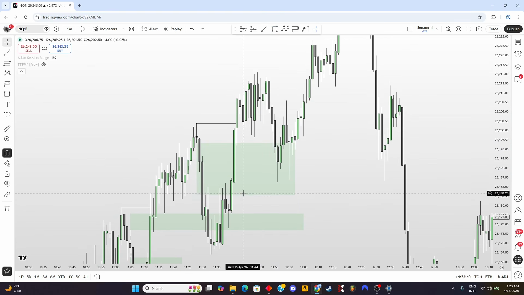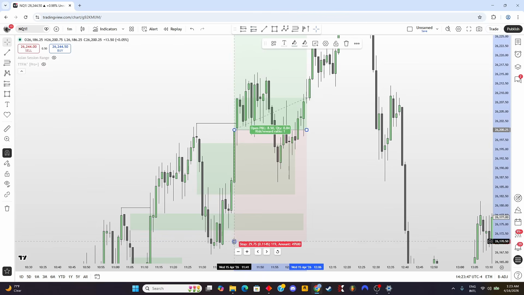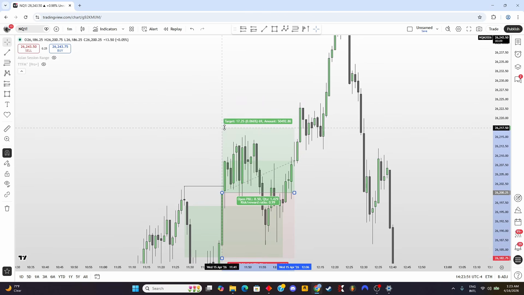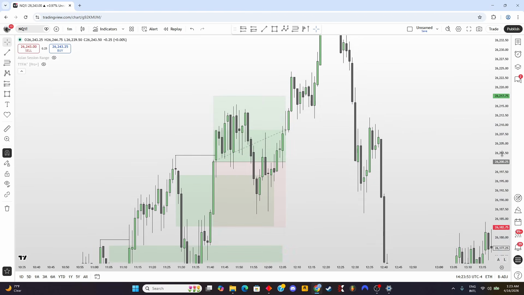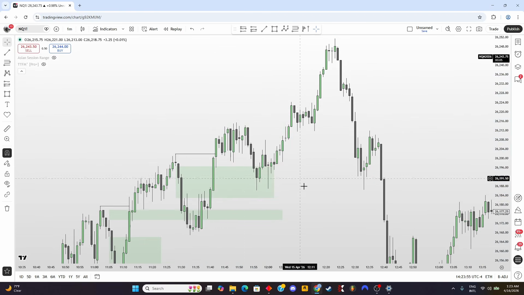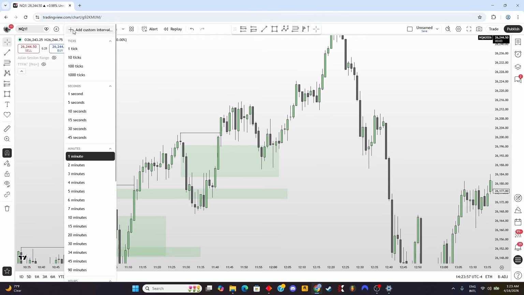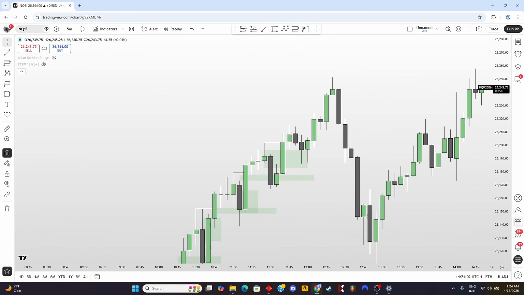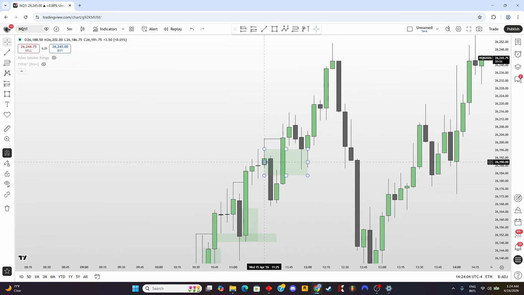You could have taken your entry here, stops here, and you could have gone break even at the sweep of this. Although I would still really like to hold till 1 to 1 at least before going break even. And this could have been my full TP here, right? As I've said before, I like to use some discretion with this as well, when to go break even and when not to. And we have one more fair value gap here.